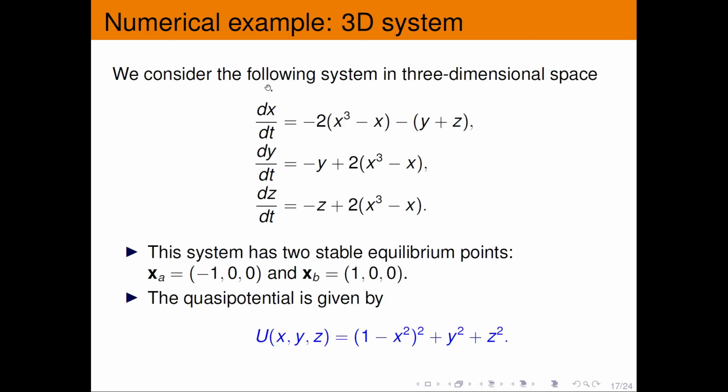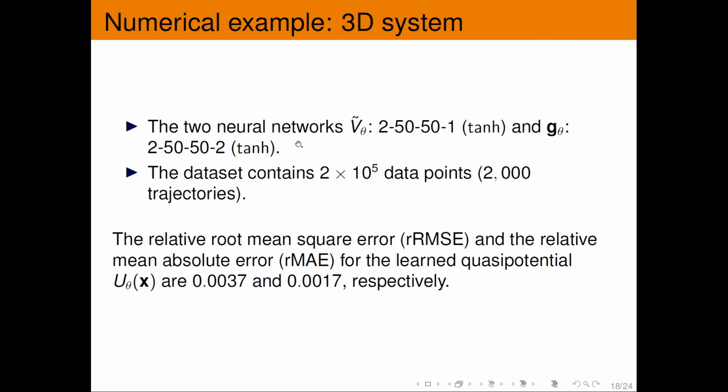In the first example, we consider the following system in three-dimensional space. This dynamics has two stable equilibrium points at the point S_A and the point S_B. For this example, the quasipotential is given by this equation. Here we use this exact solution to benchmark the proposed method. We use these two neural networks in the parameterized force fields.